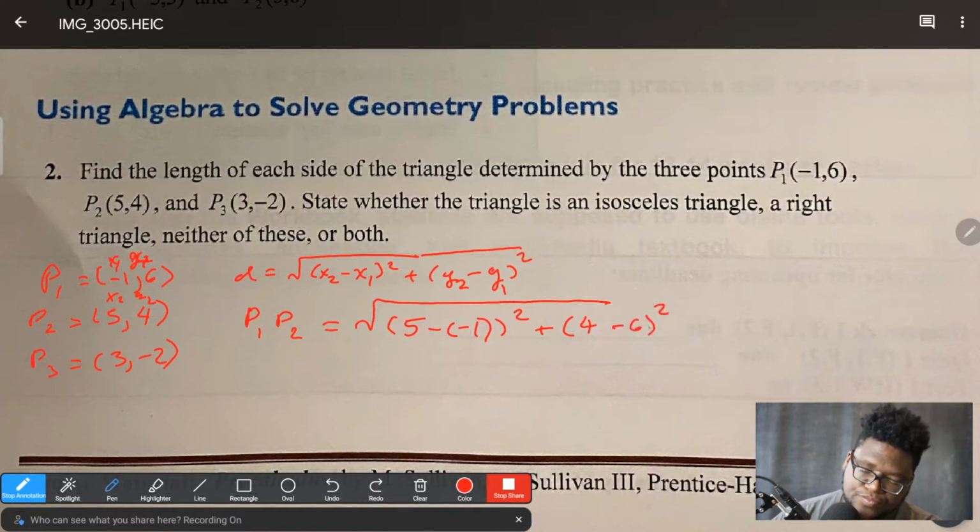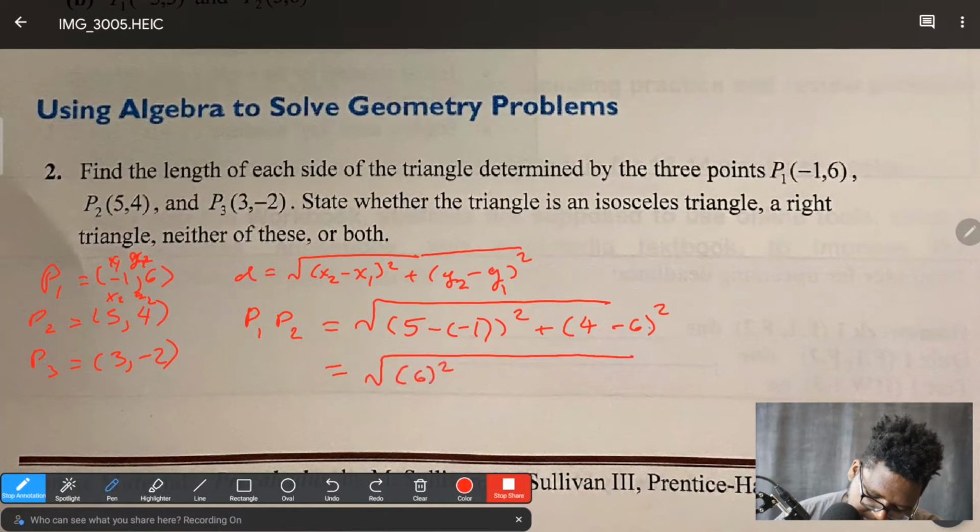Okay. And then we're going to say, okay, this is going to be 6 squared plus -2 squared, which is the square root of 36 plus 4, because remember, a negative times a negative is a positive. So the answer is the square root of 40.